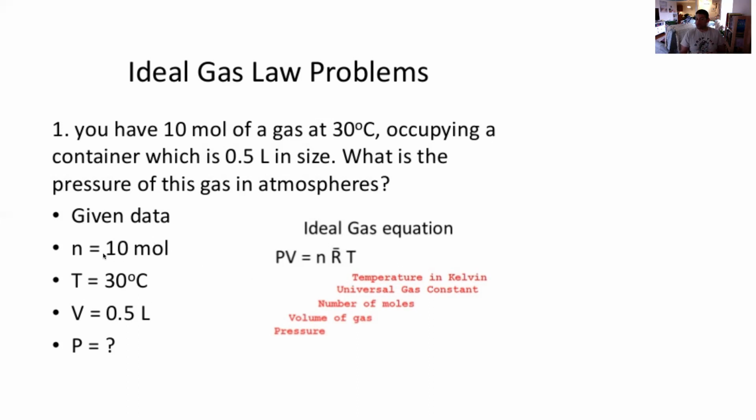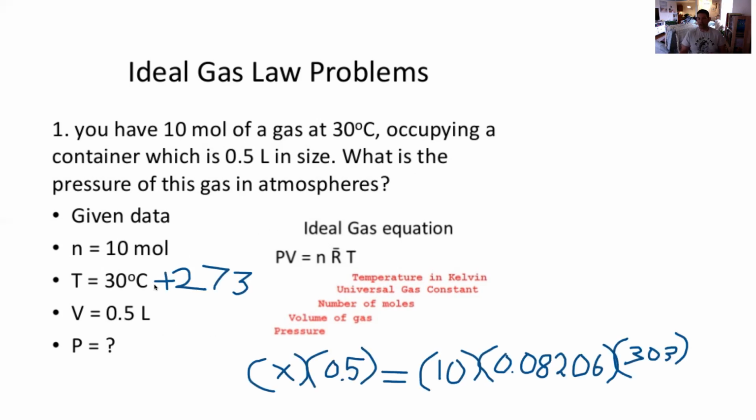All right, now units wise, moles is in moles. Moles are moles. The 30 degrees Celsius, that we need to change to Kelvin. And we do that by adding 273. Not a hard problem. Volume is 0.5 liters. That's good. And pressure, when we solve for our final answer, will be in atmospheres. So we don't have to do anything there. All right. So we're going to add that 273 to the temperature. And then we're just going to plug in everything, right?